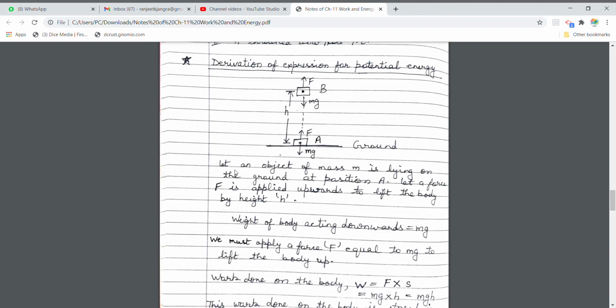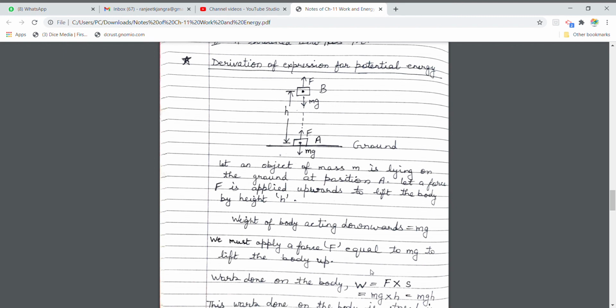Let an object of mass m be lying on the ground at position A, and a force F is applied in the upward direction to lift the object by height h. Now the weight of the body acting downwards is equal to mg. As it is clear, the formula for weight is mg. We must apply a force F equal to the weight of the object in order to lift this body up. So F will be equal to mg.